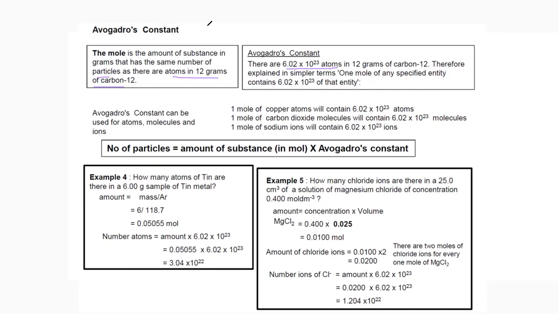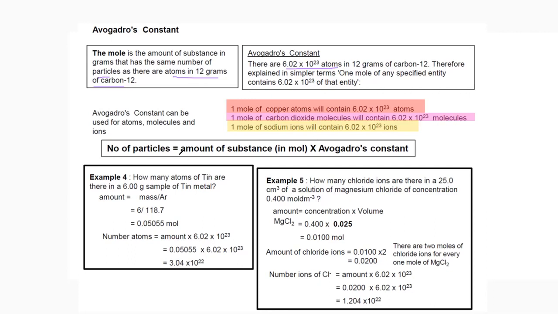So if we have 1 mole of copper atoms, how many particles will be there? It will have 6.02 into 10 to the power 23 atoms, because it's an atom. But 1 mole of carbon dioxide is a molecule, so it will contain 6.02 into 10 to the power 23 molecules. And if the substance is an ion, then it contains the same number of ions. So 1 mole of sodium ions contains 6.02 into 10 to the power 23 ions. And how do we get the number of particles? The number of particles is amount of substance, or moles, multiplied by Avogadro's constant.